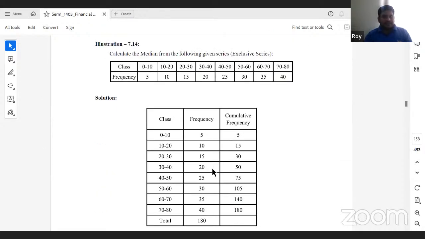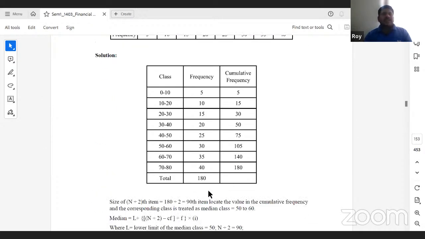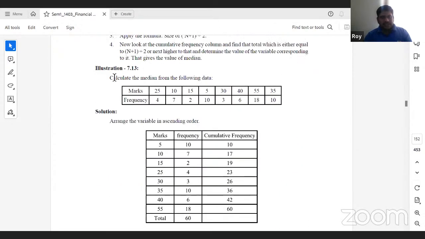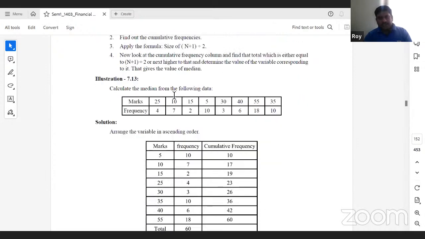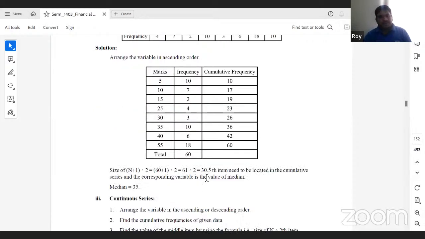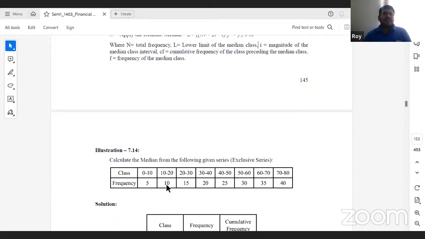Okay, frequency is done. Cumulative frequency is there. See the difference between this continuous series and the discrete series is that in the discrete series we know directly these things. See, for 5 marks exactly we know 10. For 10 marks, 7 people, 15 marks 2. But here it is given in the continuous series, from 0 to 10 this is the frequency. In between 10 to 20, this is the thing.